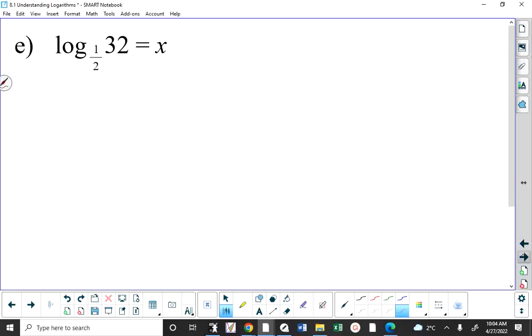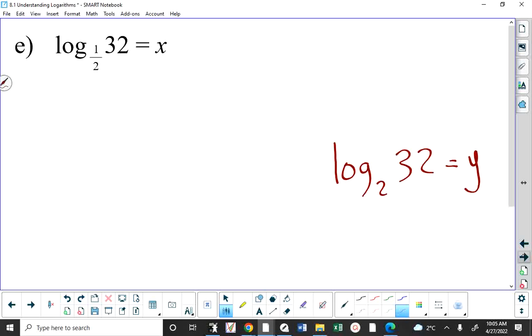If that 1/2 were just a 2, this is an interesting property of logarithms. If that 1/2 were just a 2, I'm going to call it y, because it's different. The answer is 5, right? 2 to the 5 is 32. If you flip the base over, you change the sign on the logarithm. There's a kind of a neat little rule there.